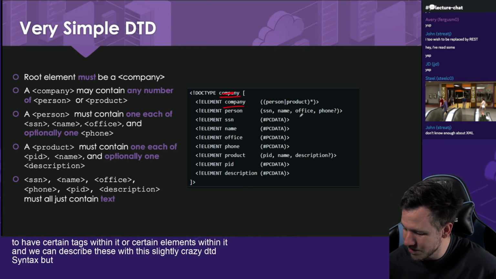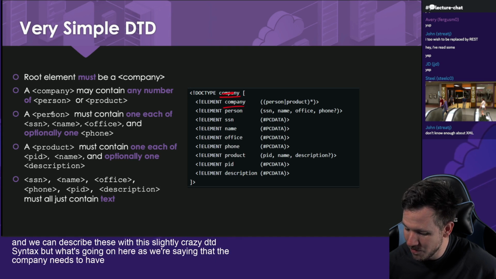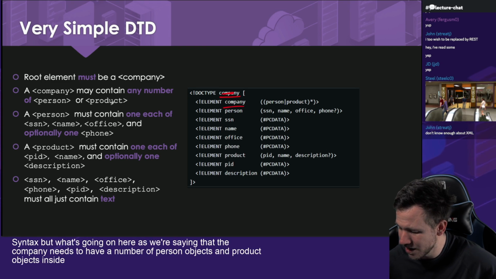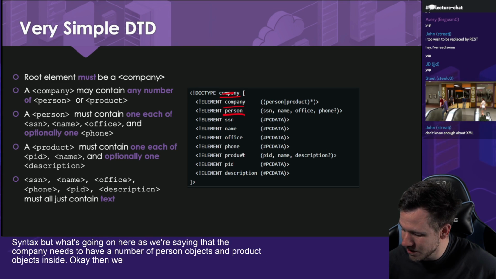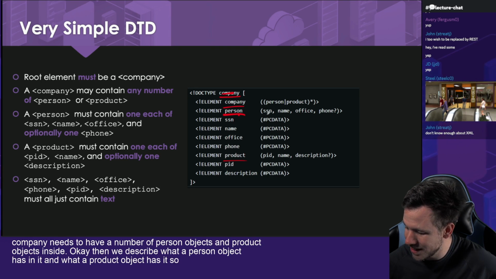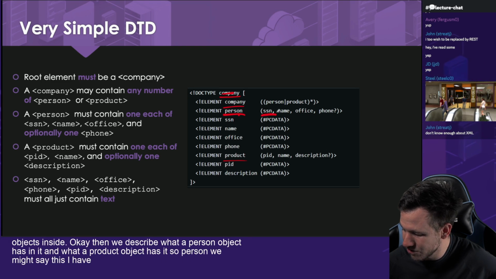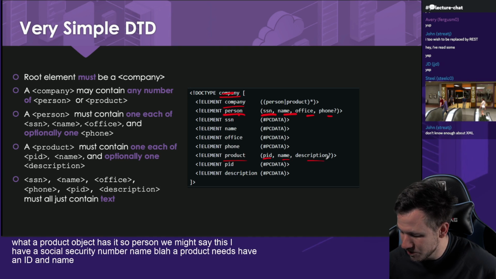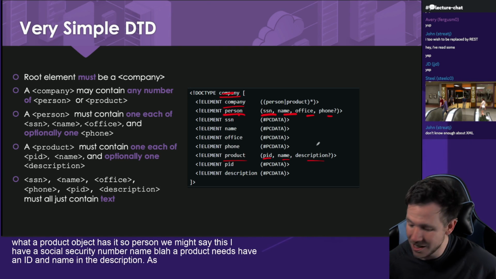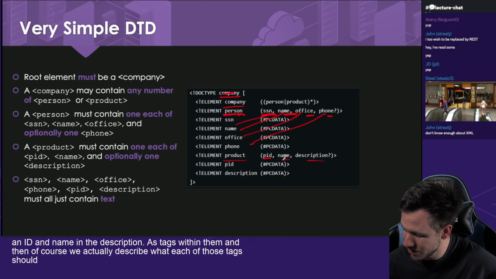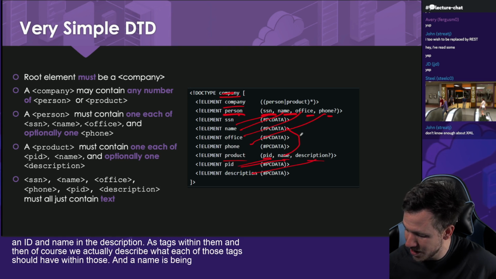But what's going on here is we're saying that a company needs to have a number of person objects and product objects inside it. Then we describe what a person object has in it and what a product object has in it. So for a person, we might say this has to have a social security number, a name, and so on. A product needs to have an ID, a name, and a description as tags within them. And then, of course, we actually describe what each of those tags should have within those. And a name is being reused from up there.